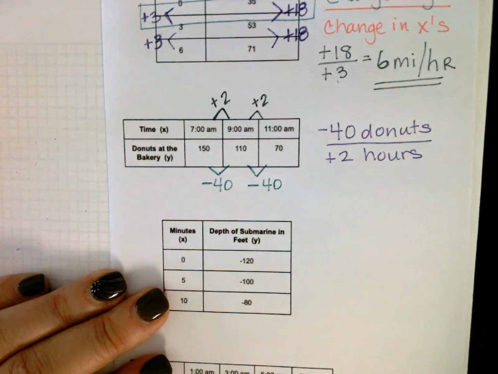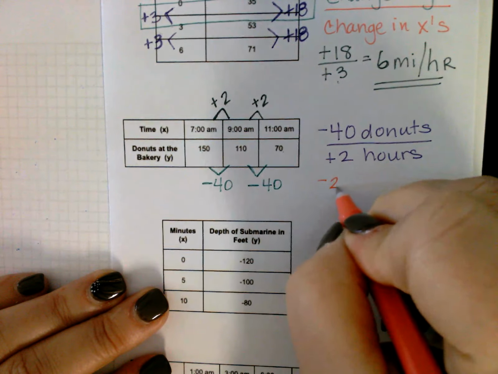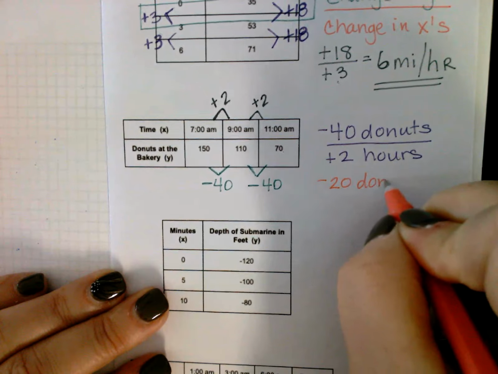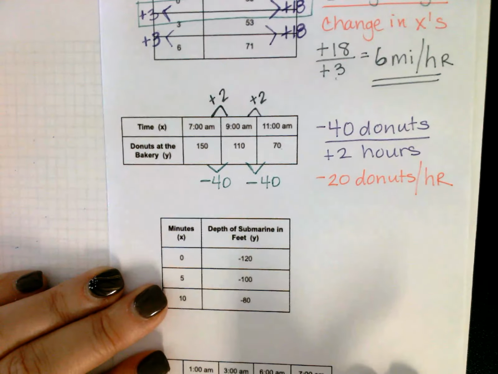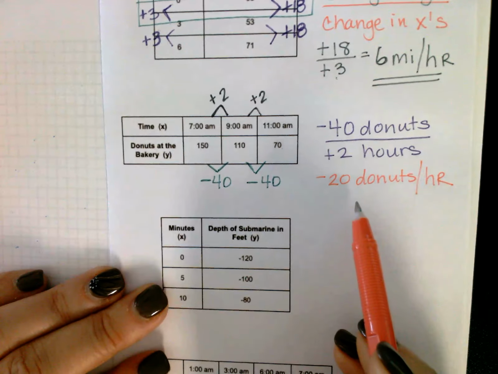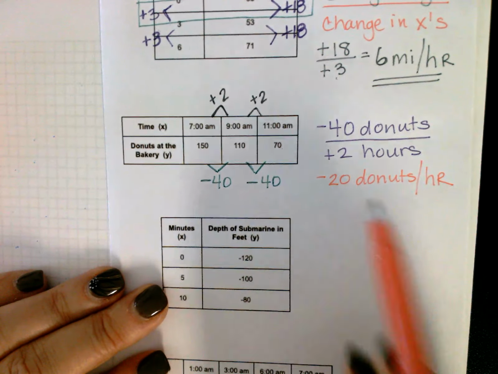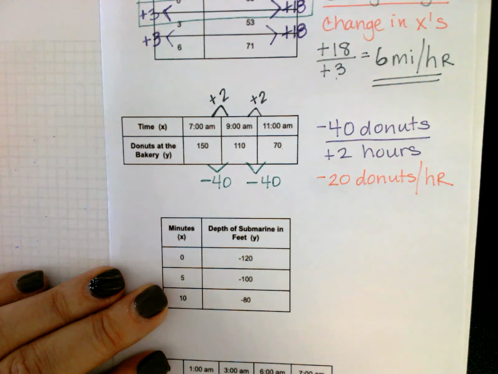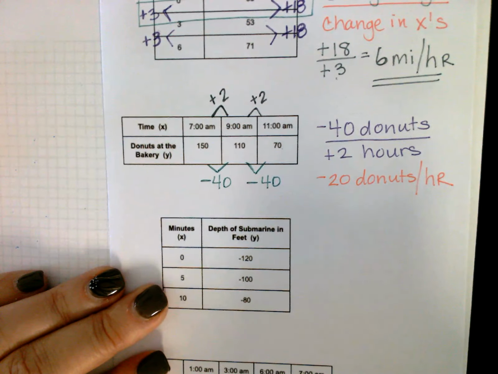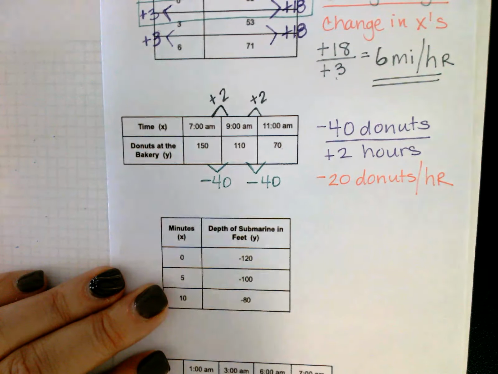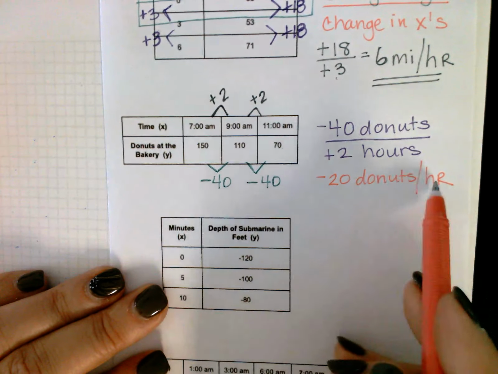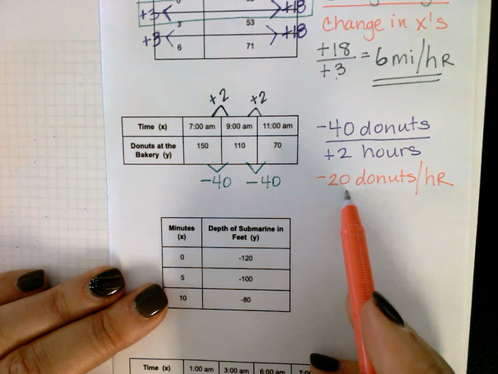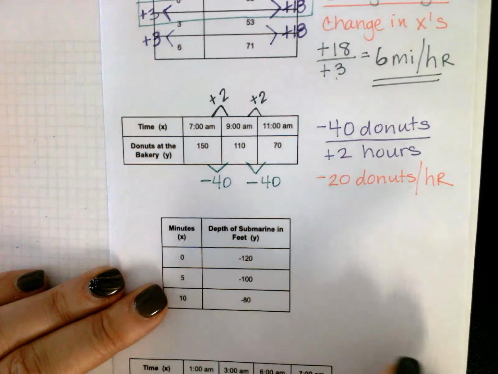We end with negative 20 donuts per hour. What do you think the negative would represent here? You can't have a negative donut. Hopefully that means they sold the donut as opposed to the baker in the back just eating the donut. So at this rate, we're going to assume they're selling about 20 donuts per hour.